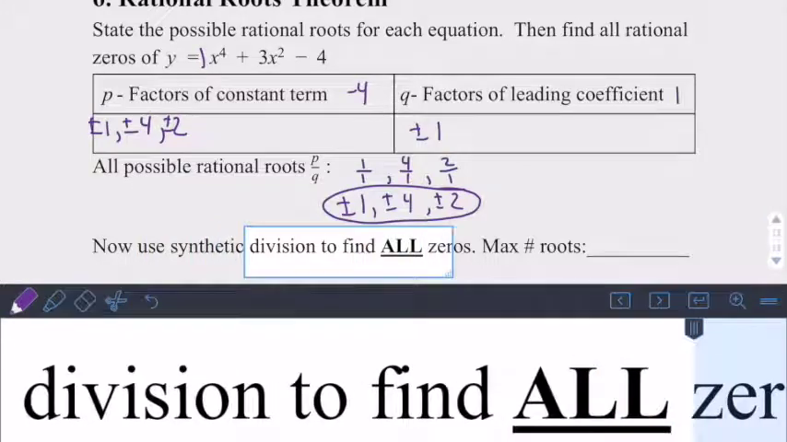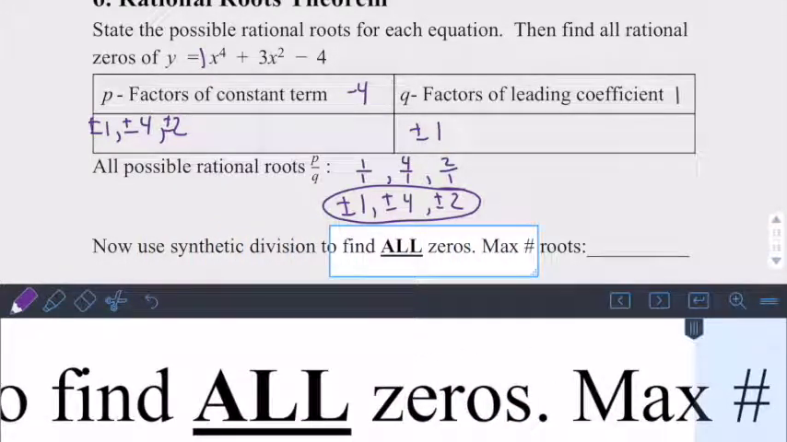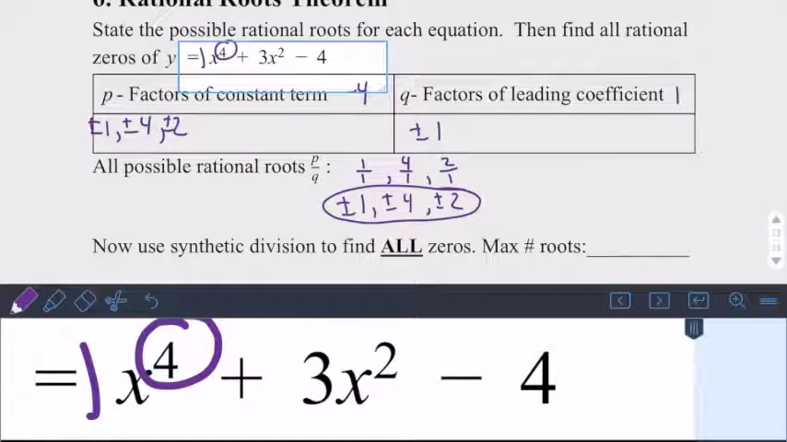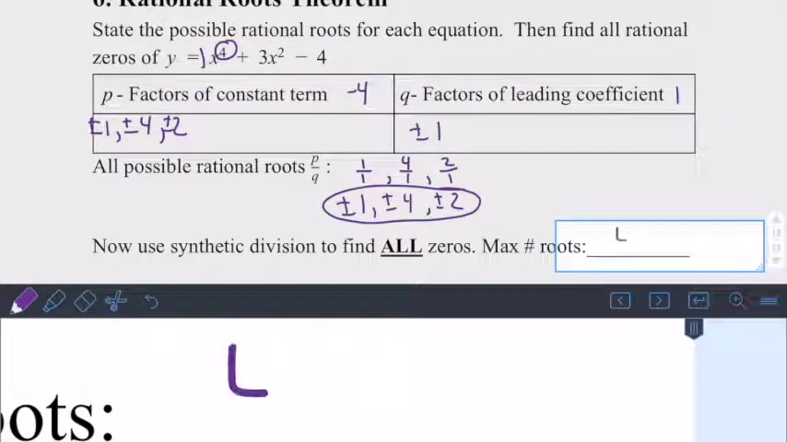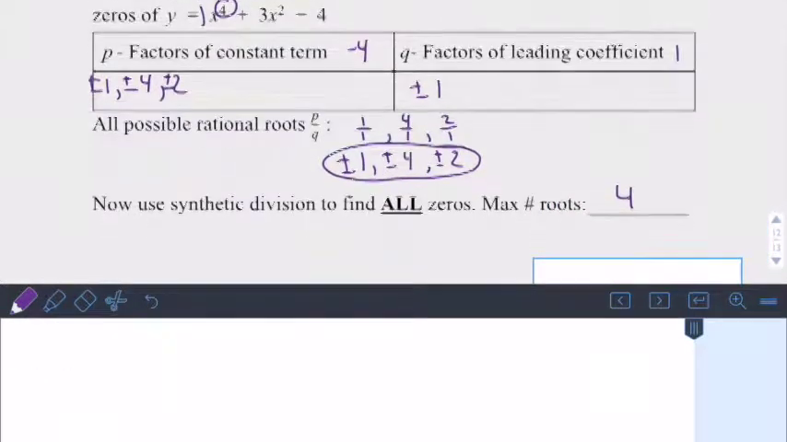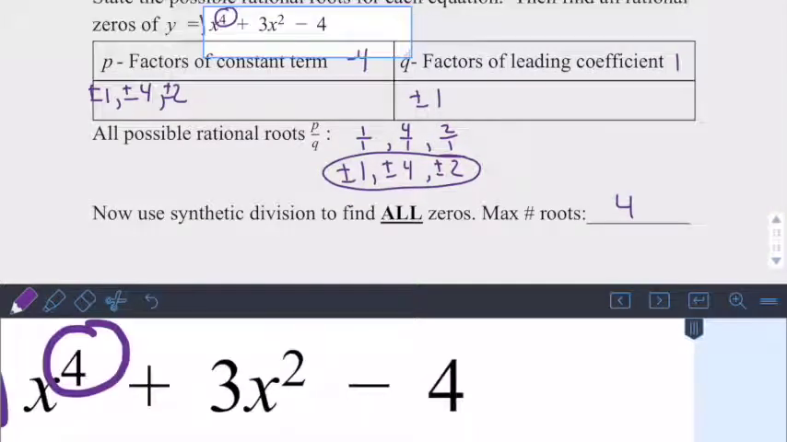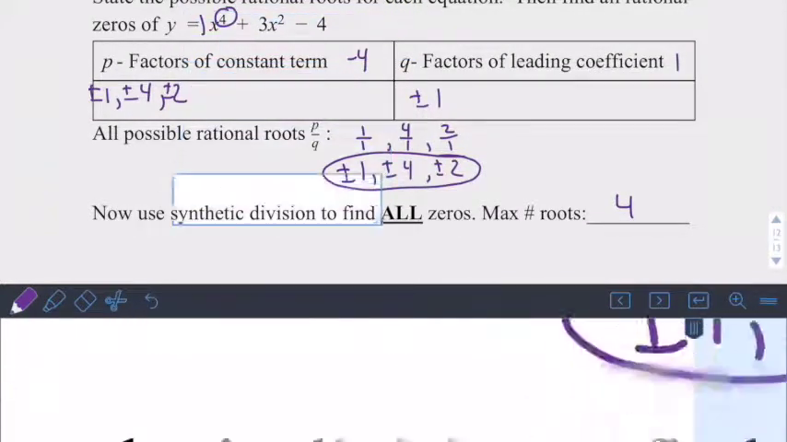And then we'll use our synthetic division to find all the zeros. And since this is a 4th degree polynomial, we can have up to 4 roots. No more than 4, but we can't have less. So let's just start using our synthetic division to find the roots.